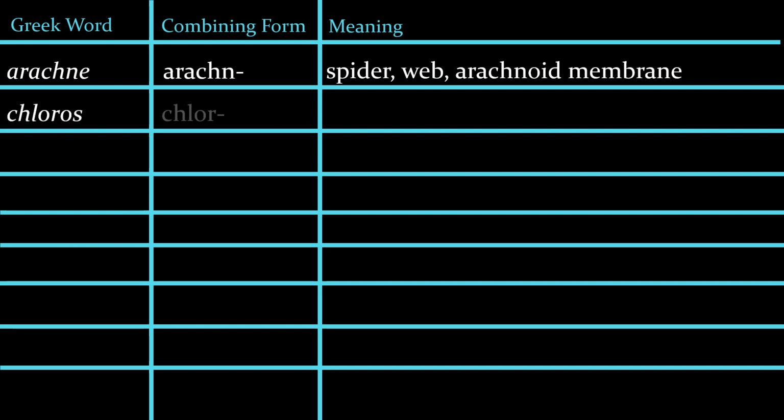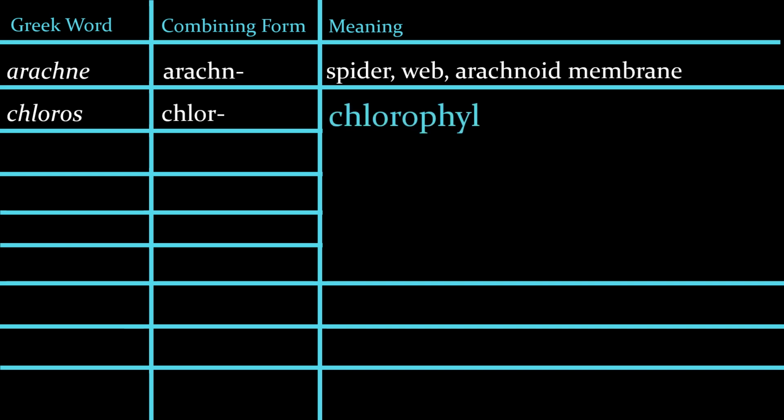We have chloros, chlor, and this means green. And we get things like chlorophyll, which we've certainly all learned about before, chlorine, chloroplast. Okay, so that chlor has to do with like a pale green.